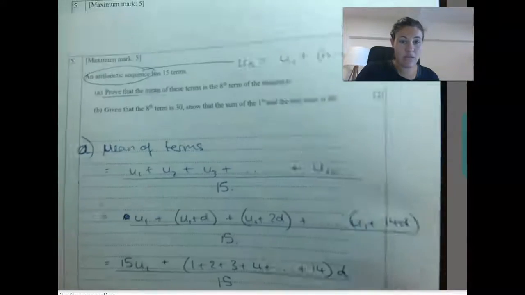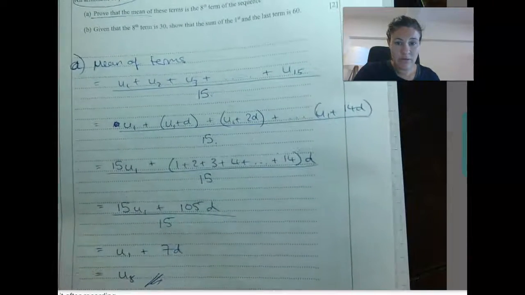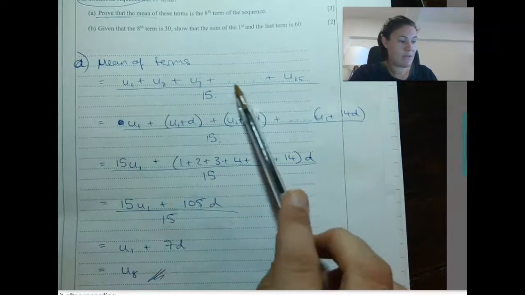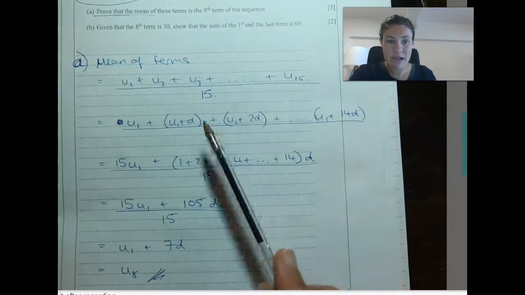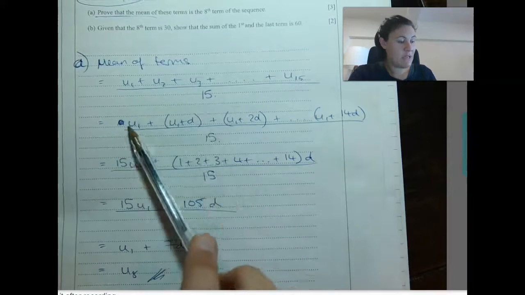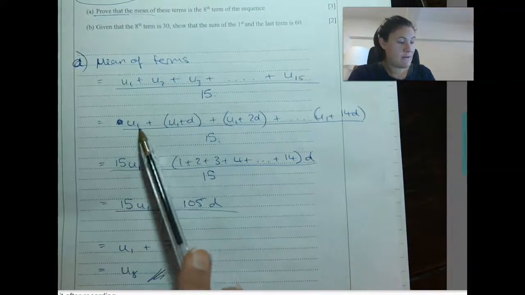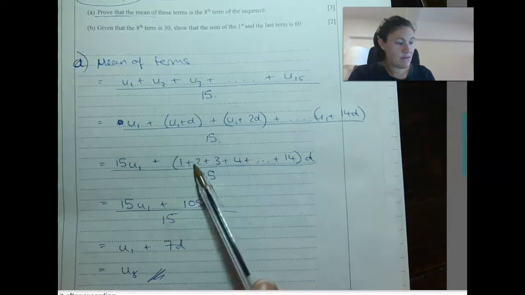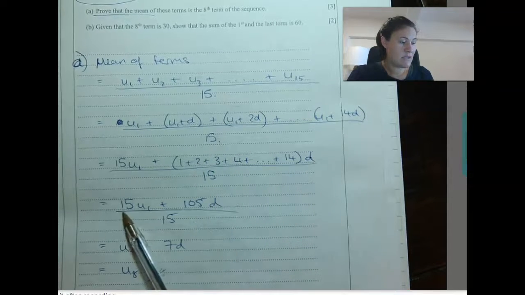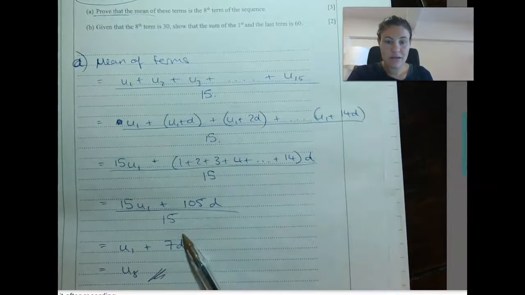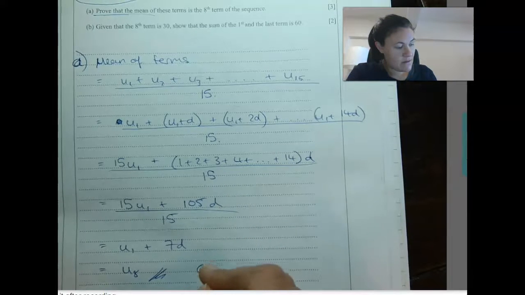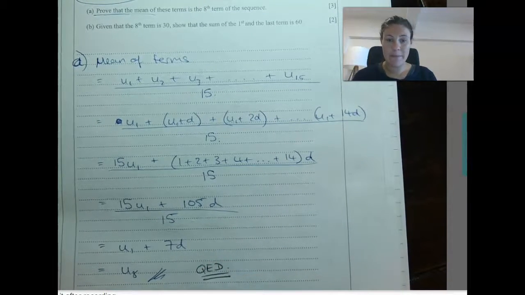I'll just show you here an alternative proof that would have also got you the marks. It would be to write it out in full. So the mean of the terms would be all of those added up, the sum of all the terms divided by 15. It's okay to leave a bit of a gap as long as it's clear what's there. Therefore we've got 15 u1s and 1 plus 2 plus 3 plus 4 all the way up to 14 d's, which gives us this line, and then we end up with the same ending as before. So that's an alternative proof that would have been okay.